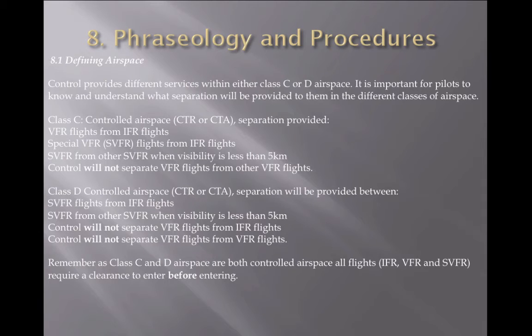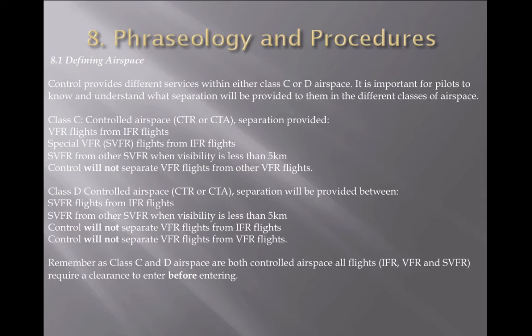Control provides different services within either Class C or Class D airspace. It is important for pilots to know and understand what separation will be provided to them in the different classes of airspace. Class C, controlled airspace, CTRs or CTAs, separation provides VFR flights from IFR flights, special VFR flights from IFR flights, special VFR from other special VFR when visibility is less than 5K. Now that is a very, very common question. Control will not separate VFR flights from other VFR flights.